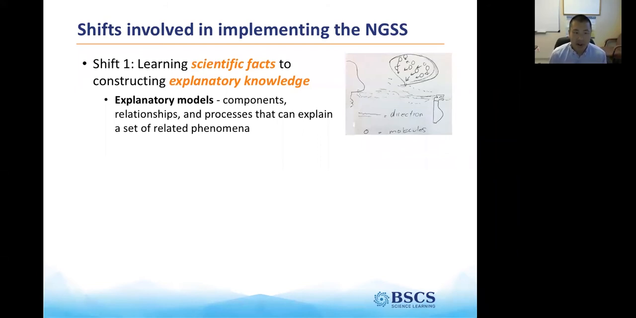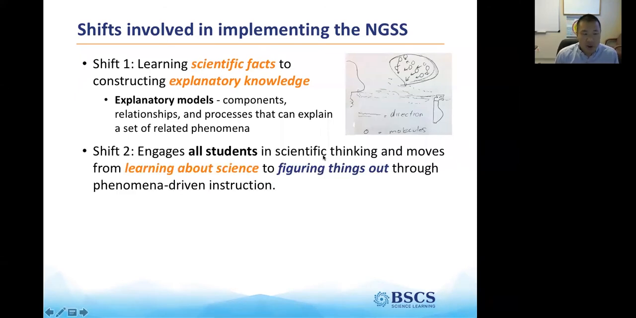constructing explanatory knowledge. And that explanatory knowledge can take the form of explanatory models, which include the components, relationships, and processes that can kind of explain a set of related phenomena. And those models can be represented diagrammatically. So on the right-hand side is an example of a diagrammatic model that a student constructed trying to explain how and why they could detect an odor from a distance. That little thing on the right-hand side is the odor source. You can see the movements of the odor to the nose, and that the odor is moving in the form of particles. They're moving in all random directions.